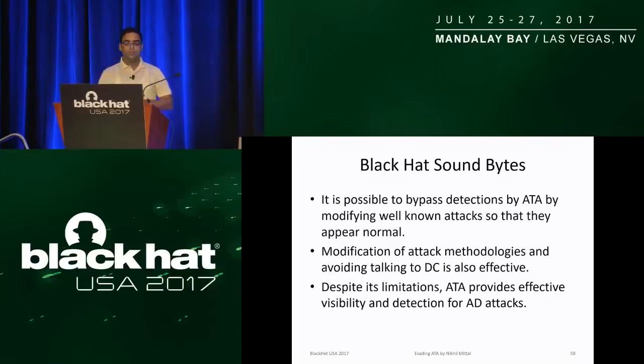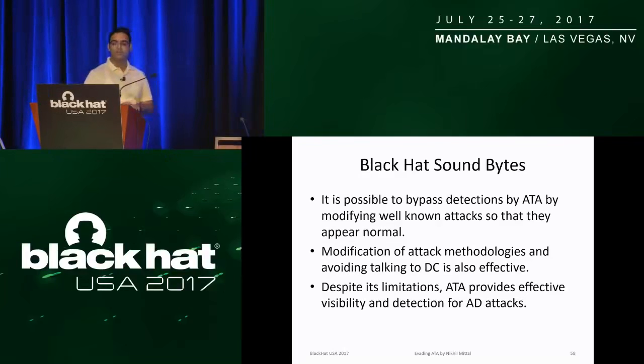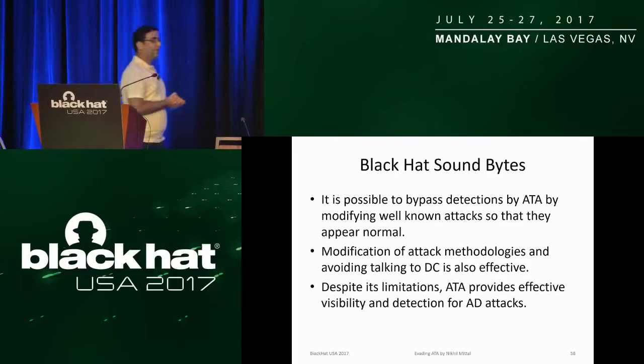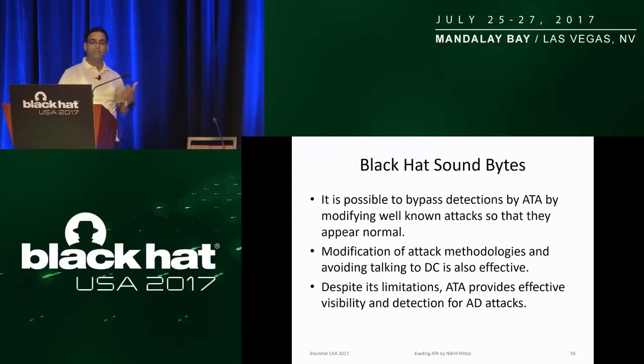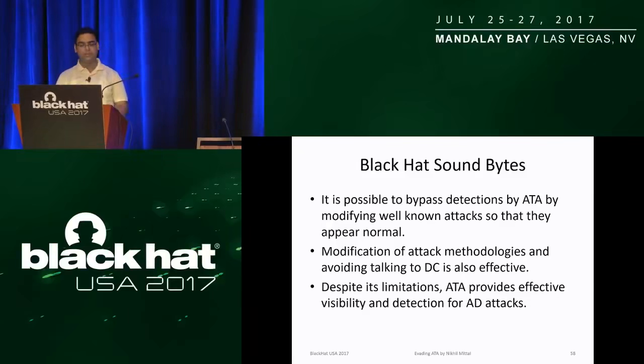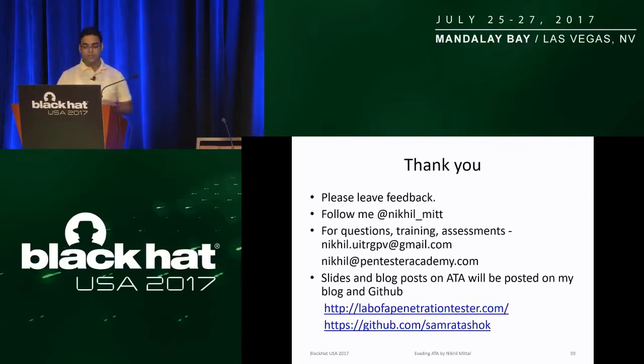So to sum it up, it is possible to bypass detections by ATA by modifying well-known attacks a little bit so that they appear normal to the detection sensors. Modification of attack methodology and staying focused on the goals of your assessment, that is, not talking to the DC unnecessarily, is effective. And despite its limitations, ATA still provides interesting insight into your Active Directory environment, so maybe still keep using it. And that is all.